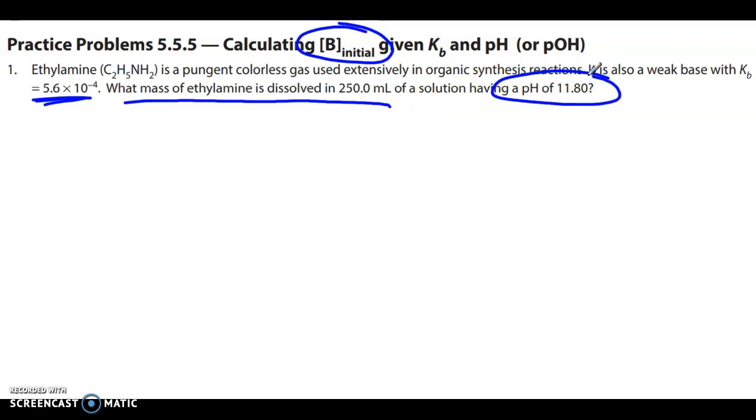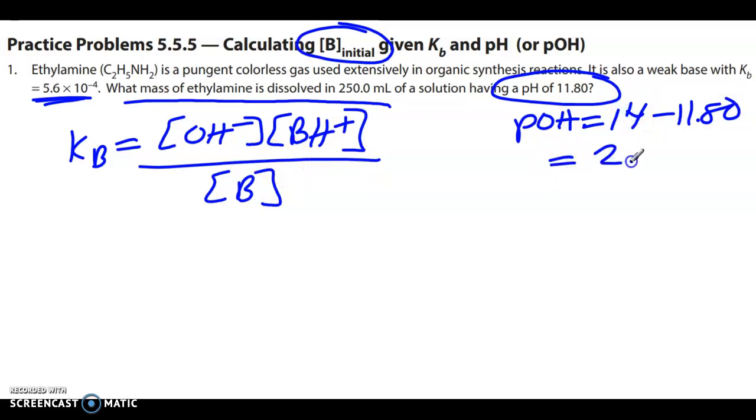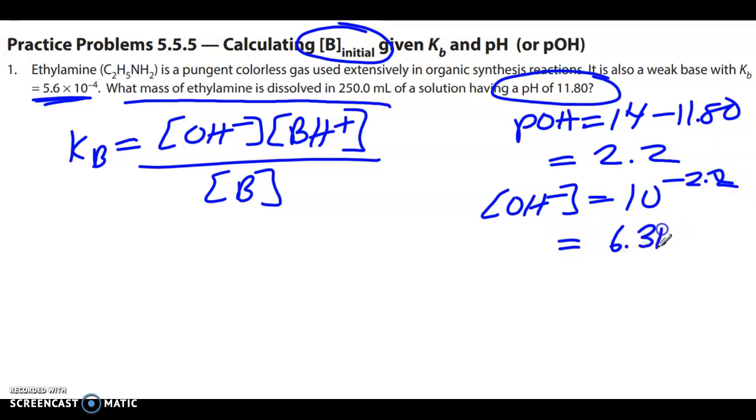Okay, so the first thing to recognize is that when we're dealing with weak bases, our Kb is always going to be hydroxide times the protonated base over the weak base, right? So we have to deal with pOH values, not pH values. Even if they give you the pH, you have to determine the pOH, because we want hydroxide, we don't want hydronium. So here we get a pOH of 2.2, which gives us 10 to the negative 2.2, which is 6.31 times 10 to the negative 3 moles per liter.